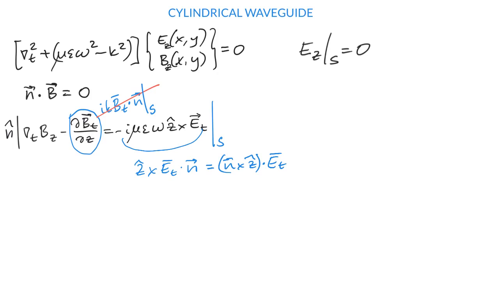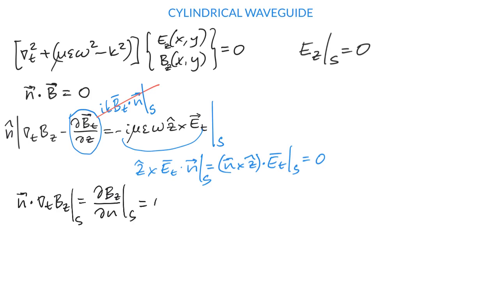Now we know the parallel component of the electric field at the surface has to vanish. So this is also 0. So this tells us that the left-hand side, the term with del T Bz dotted with n, has to vanish at the surface. Now n dotted with del T Bz is simply the normal derivative of Bz. And at the surface, it has to vanish.